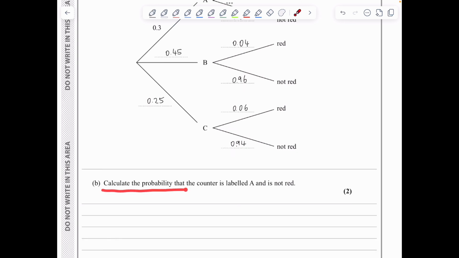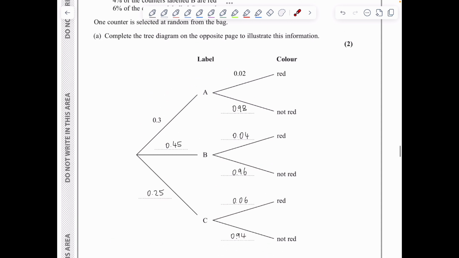In part B, we need to calculate the probability that the counter is labeled A and is not red. So A and not red means I need to multiply 0.3 with 0.98.